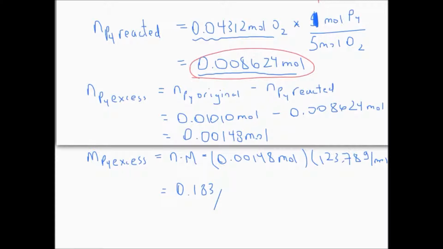Now you do need to make sure that when you are taking a look at moles in excess, your answer at the end is positive. If you get a negative value, then you've made a calculation error somewhere, or you may be using the limiting reactant rather than the excess reactant.